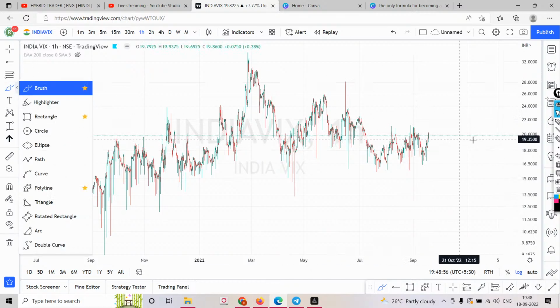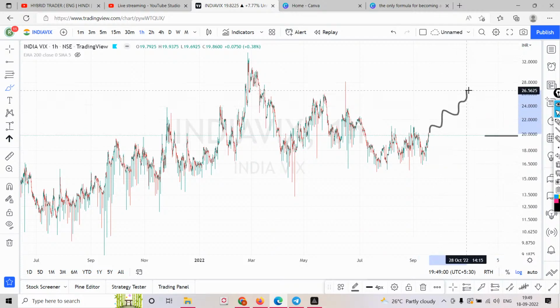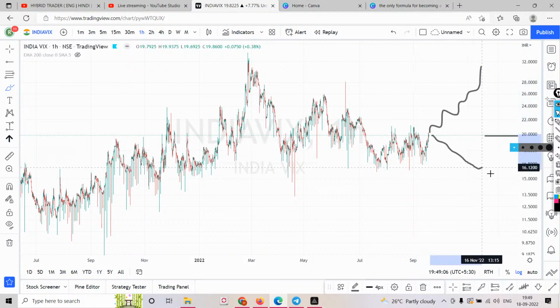The market stands here, the VIX stands here. If the VIX goes up, your calendar will give you profit. But this is tricky. 20 is huge already. So what if the VIX falls? Your calendar will give you loss. So I will not go for the calendar.